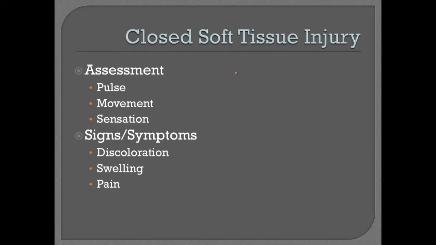So how do we assess a closed soft tissue injury? Assess for pulse, movement, and sensation distal to the injury. So if you go back to my guy with the leg injury, if we have an injury here, then we want to assess pulse, movement, and sensation distal to the injury, so in his foot. We also want to assess for signs and symptoms, any discoloration or ecchymosis, any swelling, any pain.